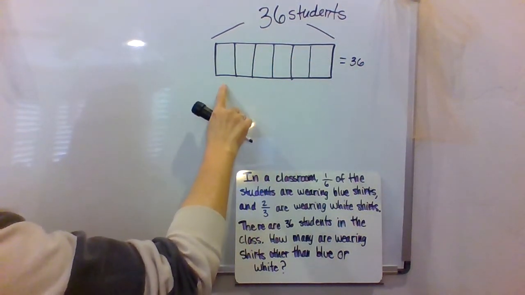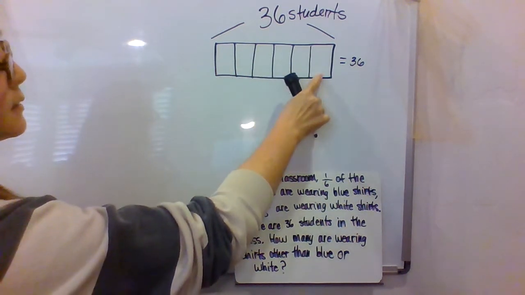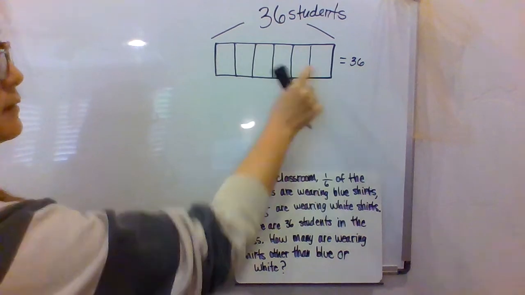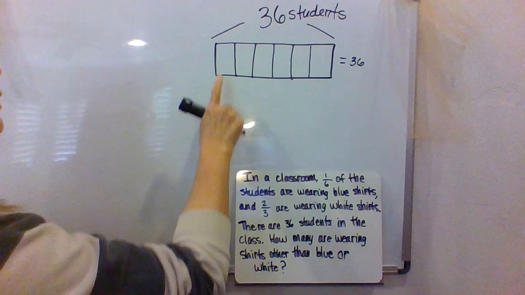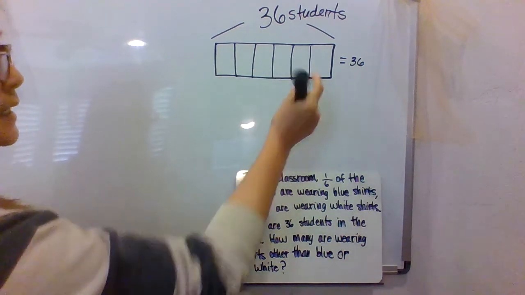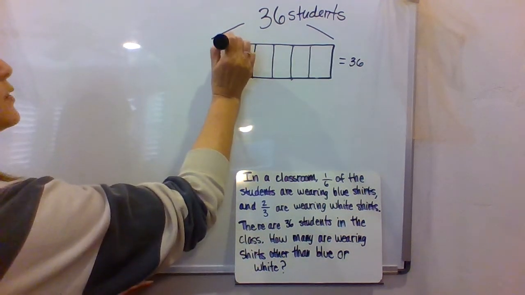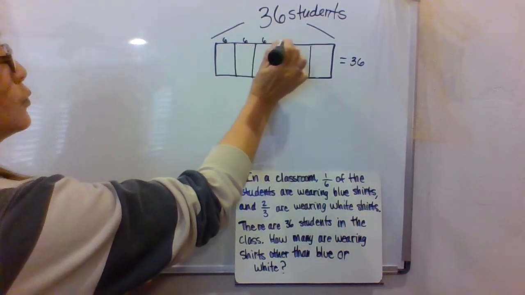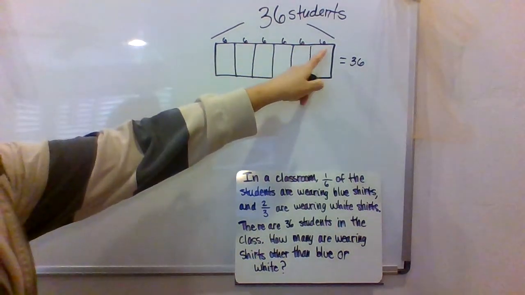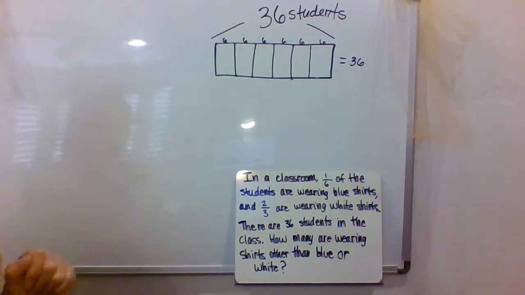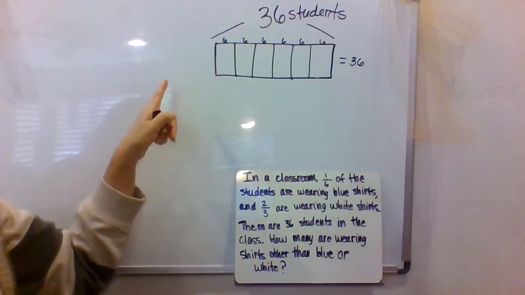Okay, so when I split it into 6 equal parts, I'm now thinking, each of these single units has to be exactly the same value, and all of those need to add up to equal 36. So 1, 2, 3, 4, 5, 6 times what gets you to 36? 6. So right there, that tells you this value here is 6, and each one, therefore, has to also be 6. So 6 times 6 is 36.